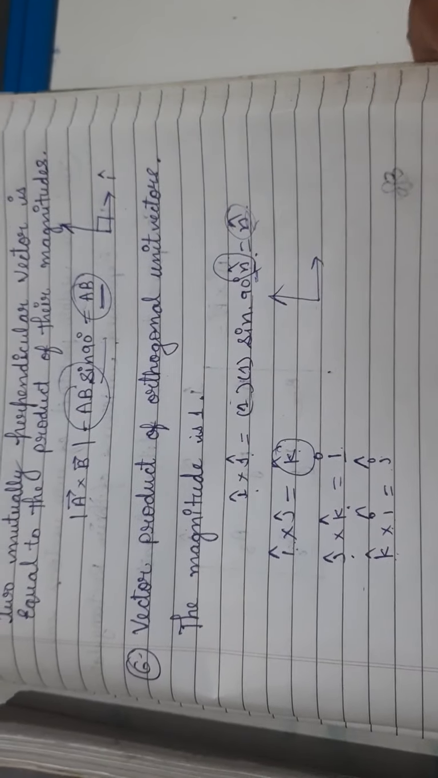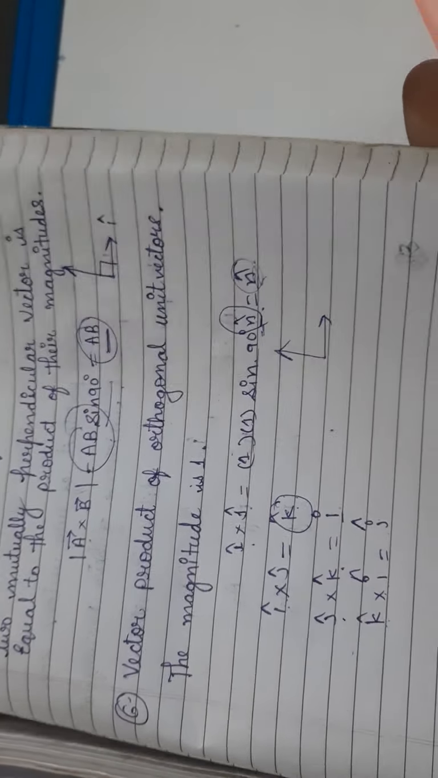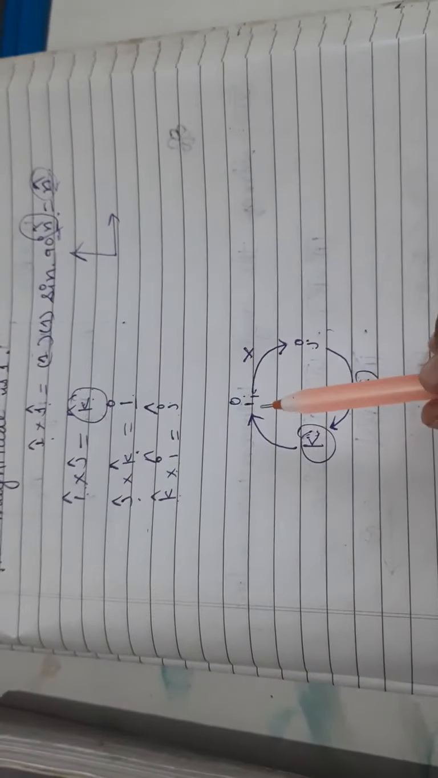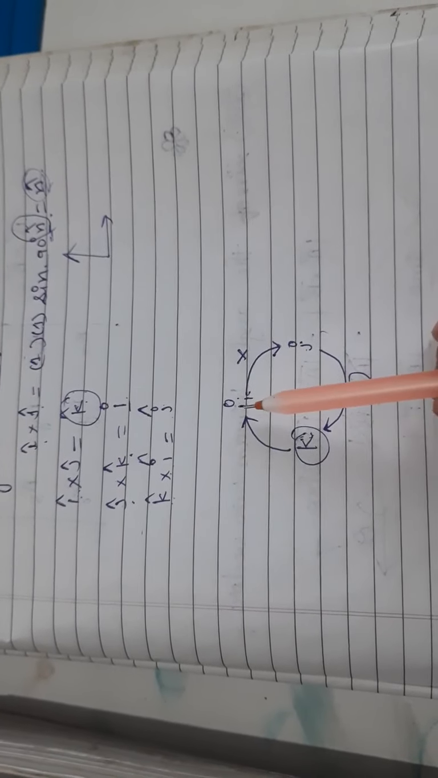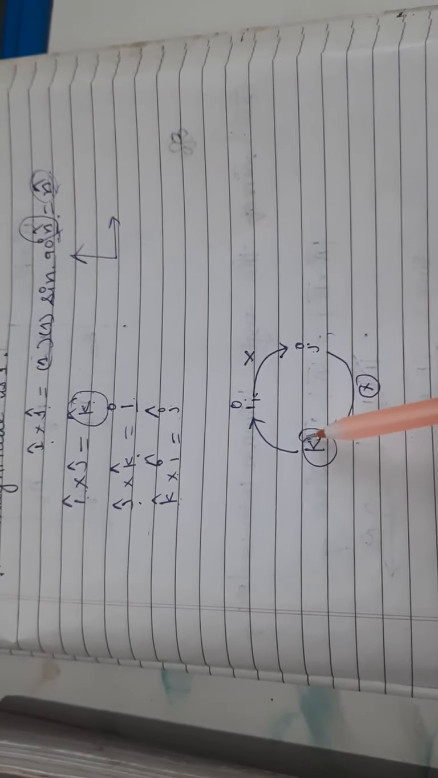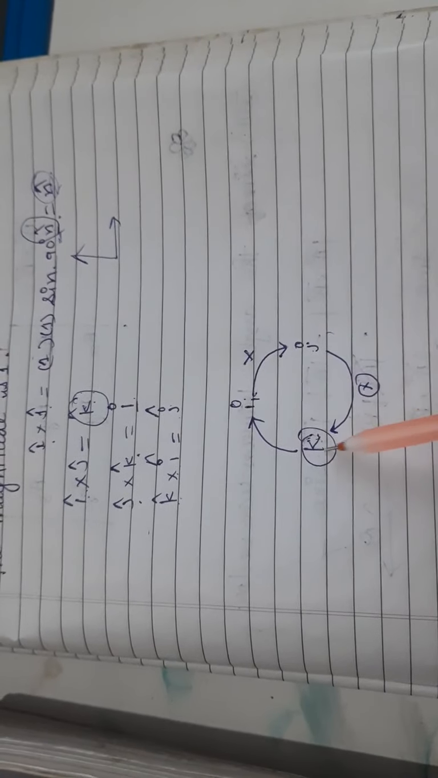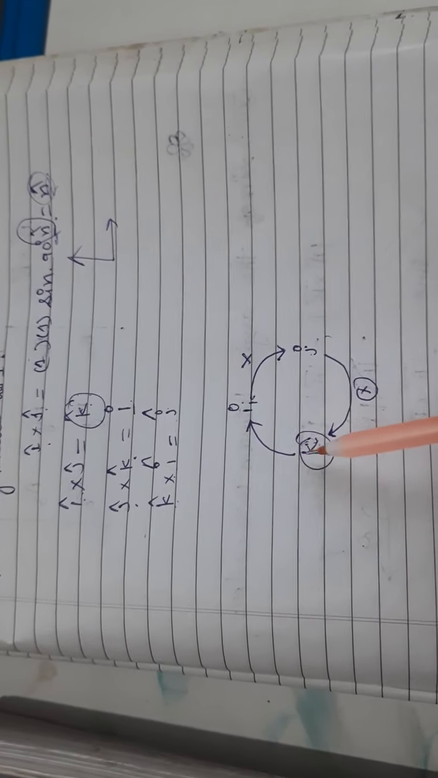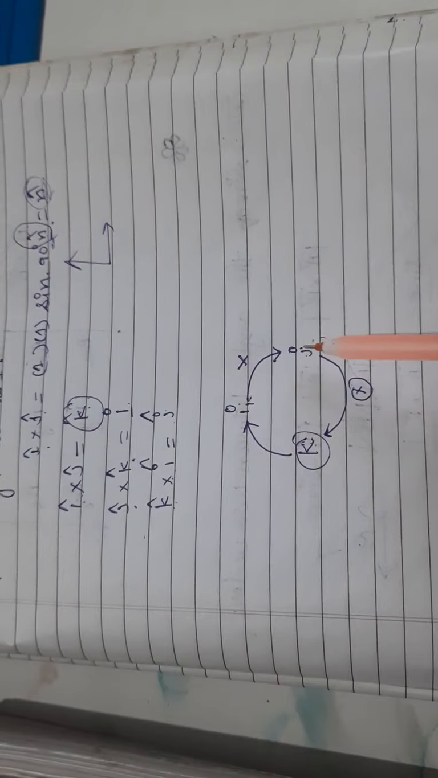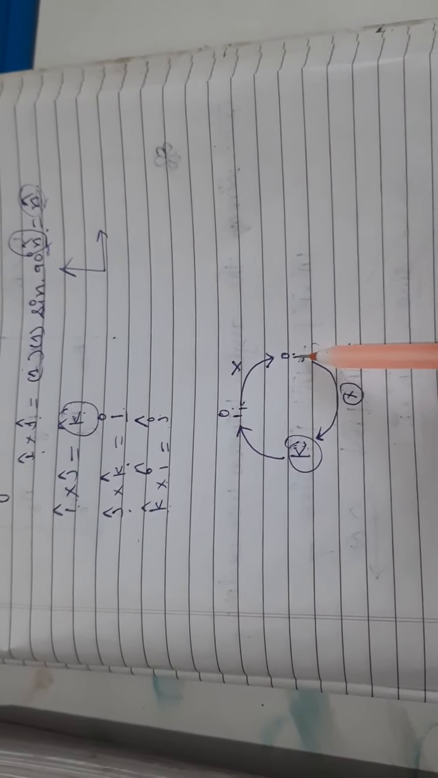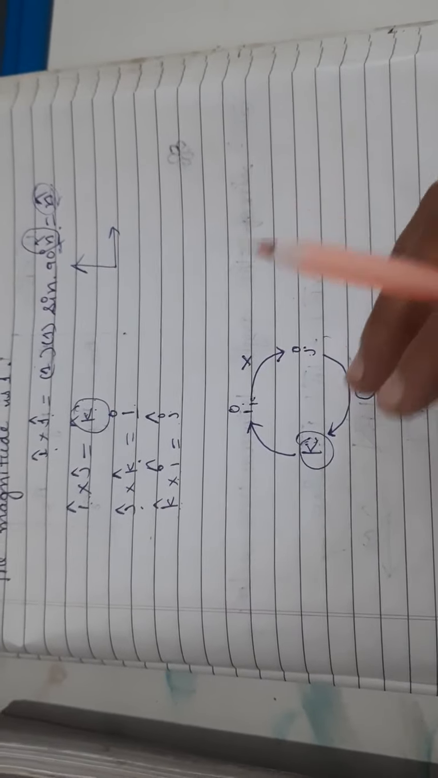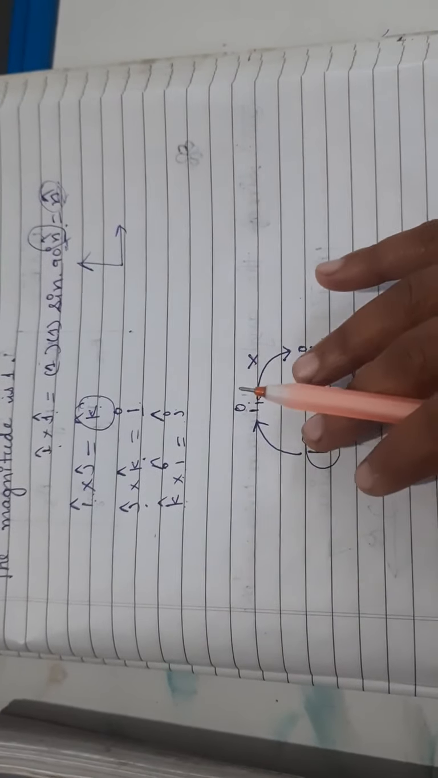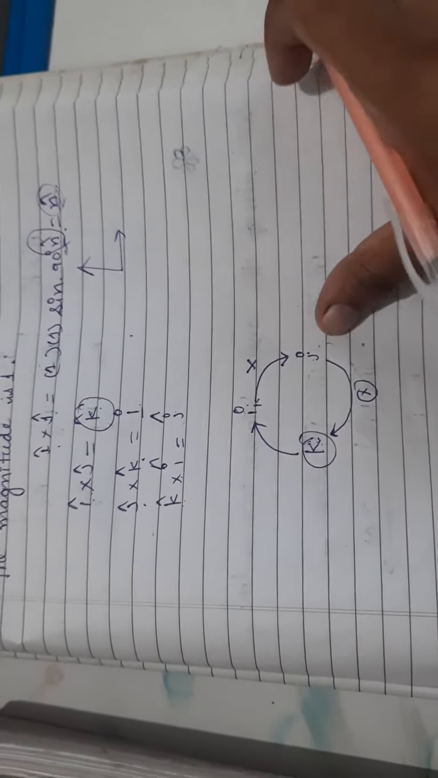For remembering this, you have to use the right hand rule, and you can remember it through this circle. If you do I cross J, you will get K; J cross K, you will get I; K cross I, you will get J. Okay, and later on I will make one more video to explain this property in detail.